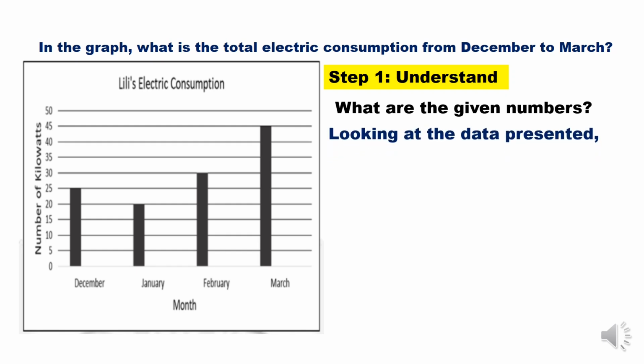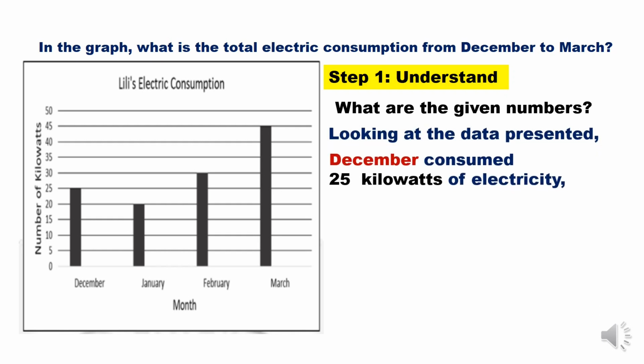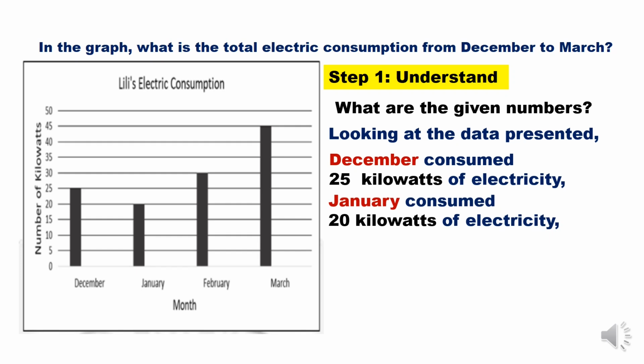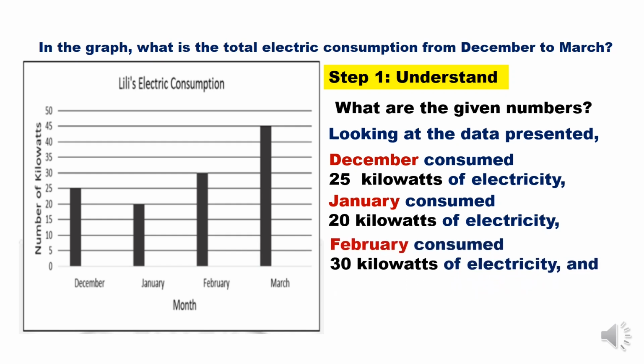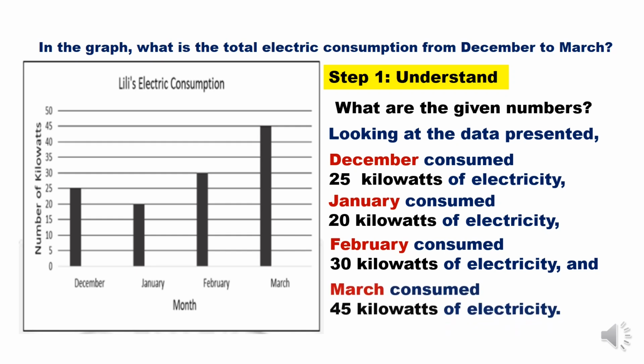Looking at the data presented, December consumed 25 kilowatts of electricity. January consumed 20 kilowatts of electricity. February consumed 30 kilowatts of electricity, and March consumed 45 kilowatts of electricity.